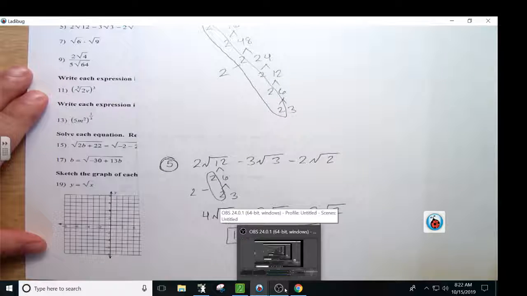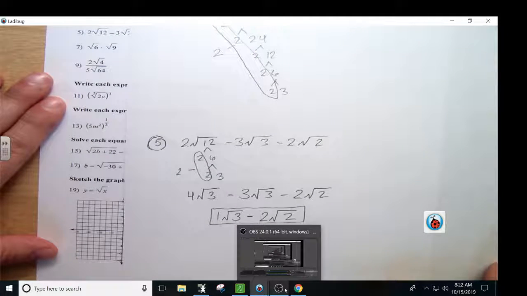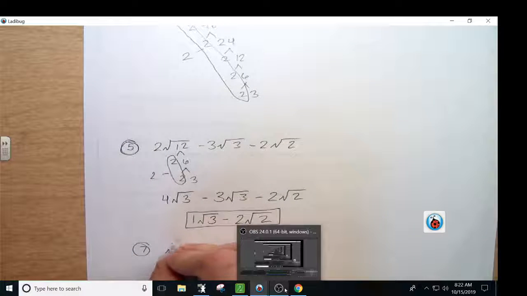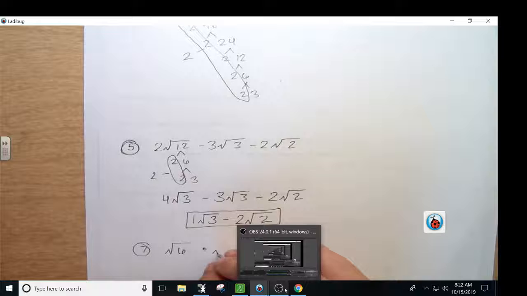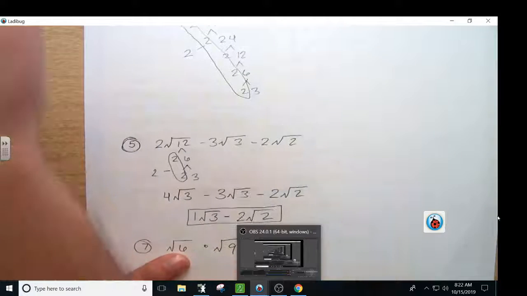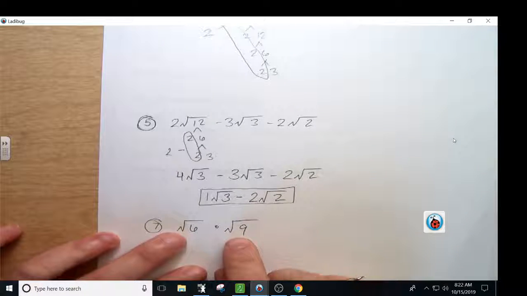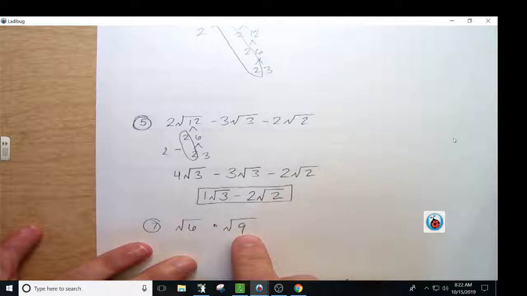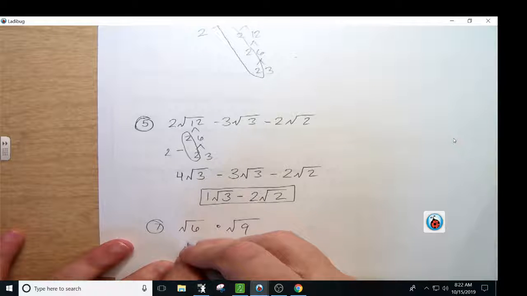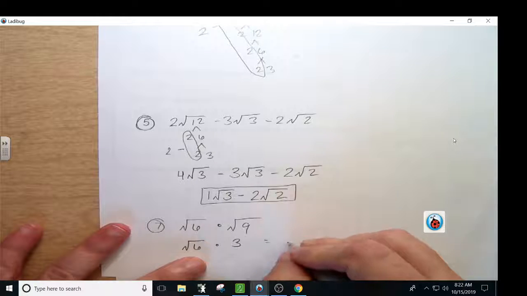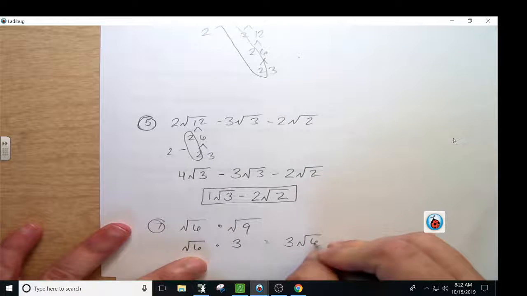All right, number 7. Now, guys, there's a couple different ways you could do this. You can do inside times inside, this right here, and get square root of 54. Or if you want to make it easier on yourself, what's the square root of 9? 3. So it's the square root of 6 times 3. Okay? So your answer would just simply be 3 square root of 6.